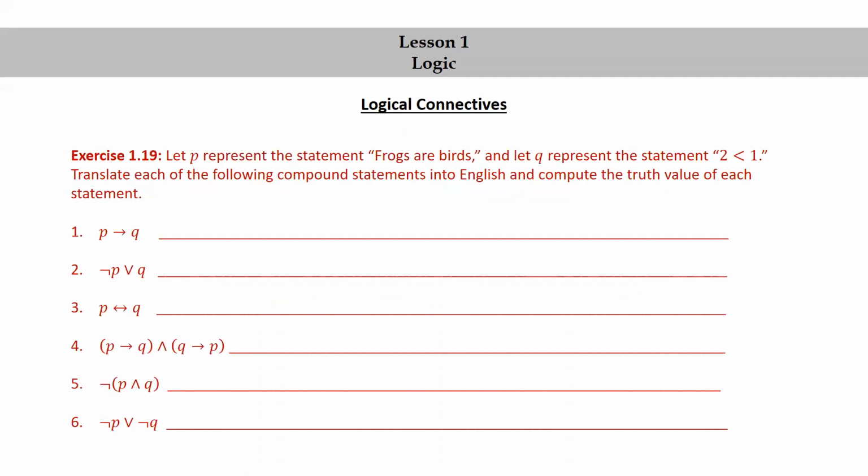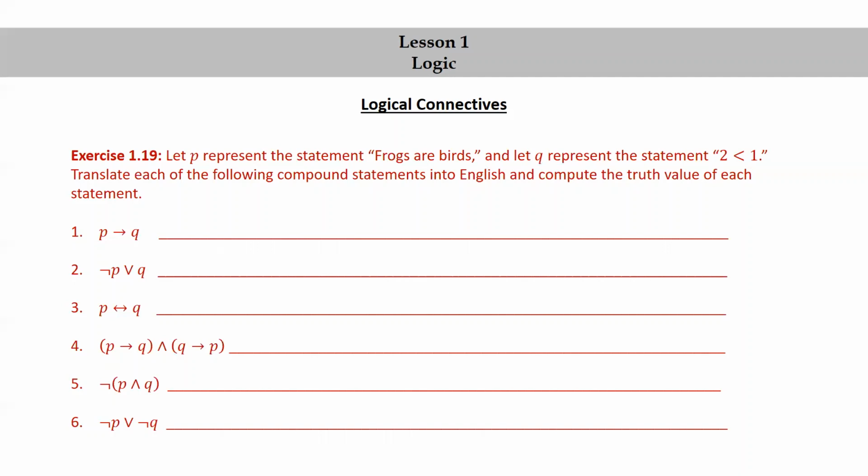Let's do one more exercise. Let P represent the statement, frogs are birds, and let Q represent the statement, 2 is less than 1. Translate each of the following compound statements into English and compute the truth value of each statement. Once again, pause the video now, try this exercise yourself, and then resume the video to check your answers against mine.